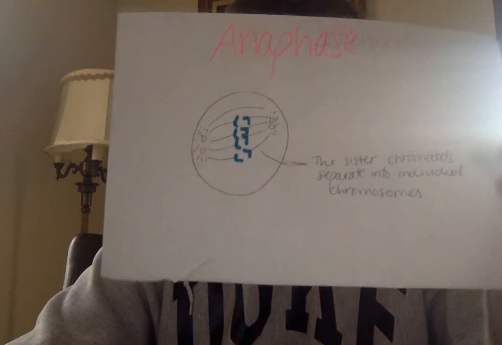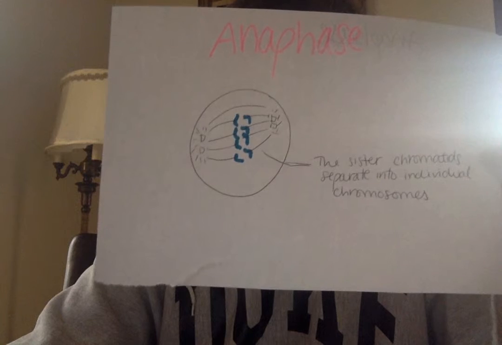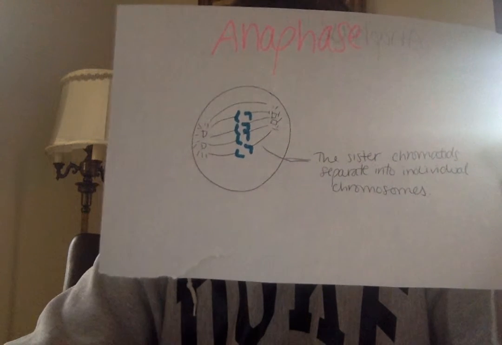The sister chromatids separate into individual chromosomes that are moved apart by the spindle fibers to opposite sides of the cell. Then there's telophase.